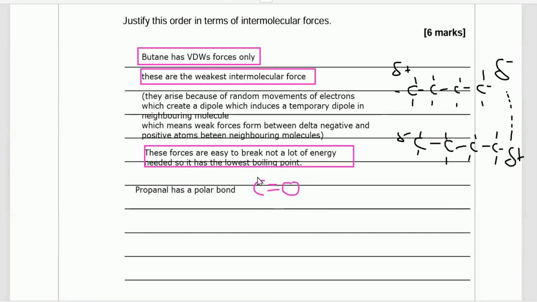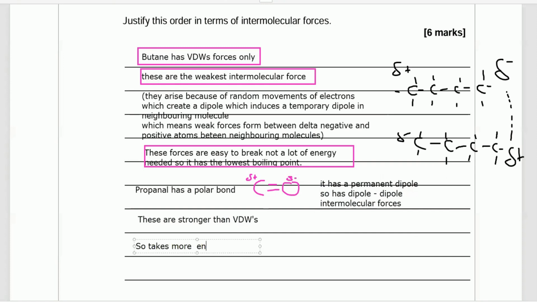And then the second lowest boiling point, or the medium middle boiling point out of the three, is propanal. And why? Because propanal has a polar bond, which means it has permanent dipole-dipole forces. It doesn't have the temporary ones, the van der Waals forces. It has permanent ones. There's a permanent dipole there, not due to the random movement of electrons, but due to the difference in electronegativity between the oxygen and the carbon, the polar bond. And then that has slightly stronger forces between the molecules, more energy to break, so it has a higher boiling point than butane.